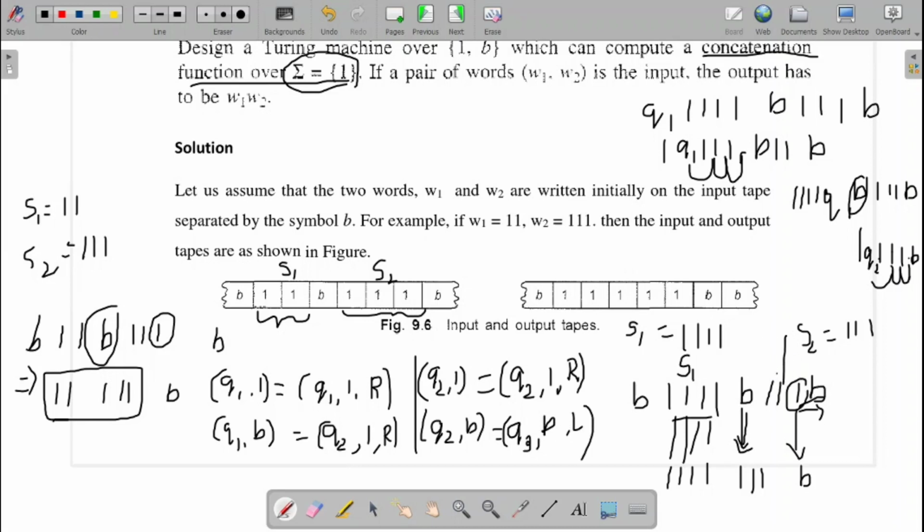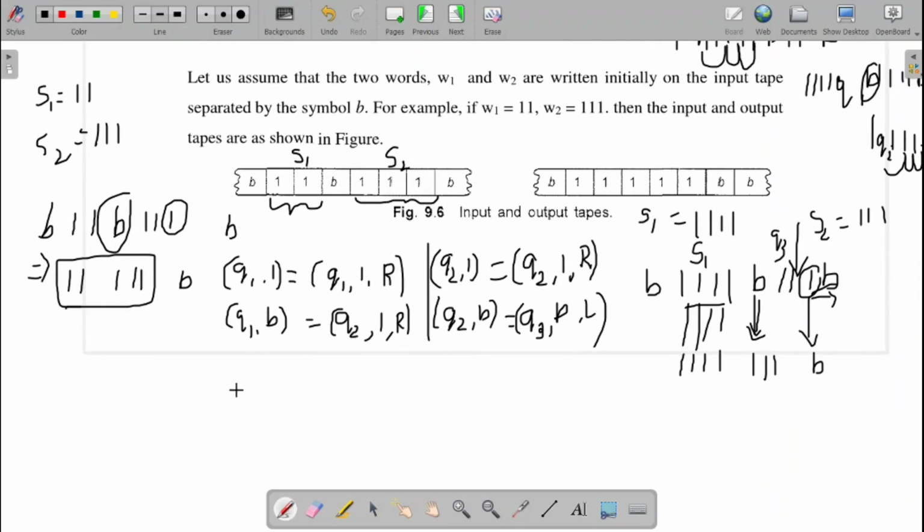Now I will come over here in between. So now here is my Q3. Now in Q3, what to do? In Q3 I need to replace my 1 with the blank. So that is Q3. I can go to my final state Q4.